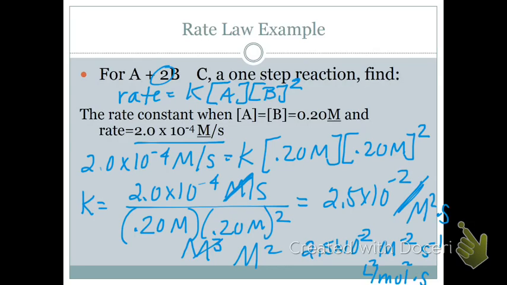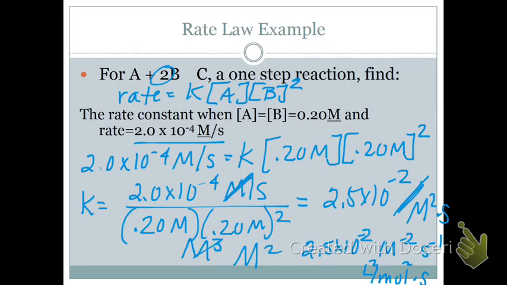Okay? And in terms of A, what order do we have? May, what's our order for A? Okay. Pat, what's our overall order? Third order overall. First order for A, second order for B, third order overall.